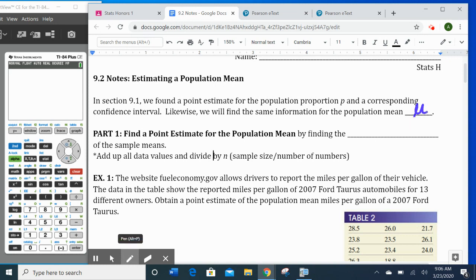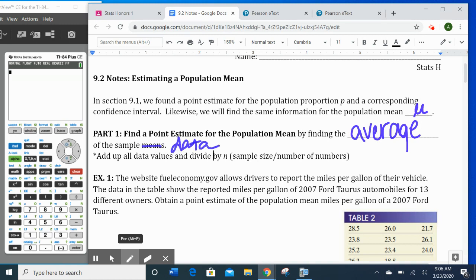And so again, in this section, we're going to be dealing with only sample data, and we're going to use this sample data to find out things about the population. In this case, the population mean. So we want to be able to find a point estimate and we want to find a confidence interval. So finding the point estimate for the population mean, we do that by finding the average of the sample data.